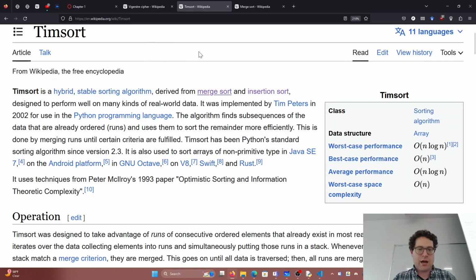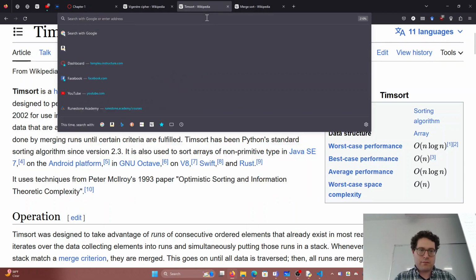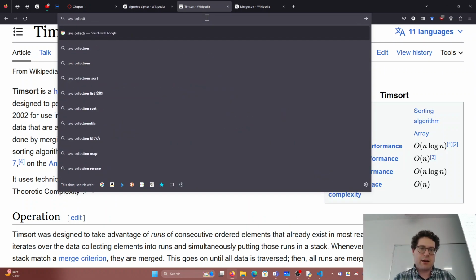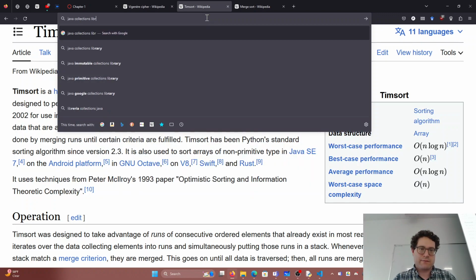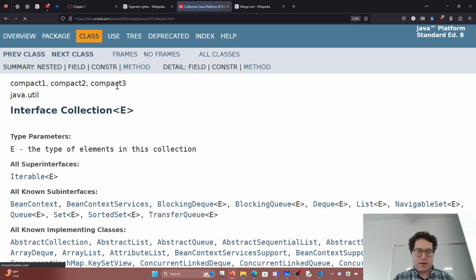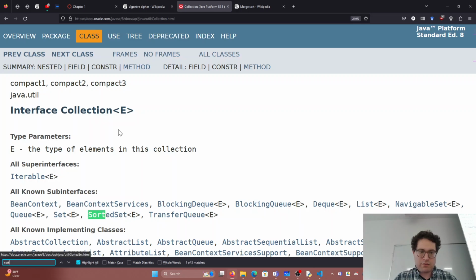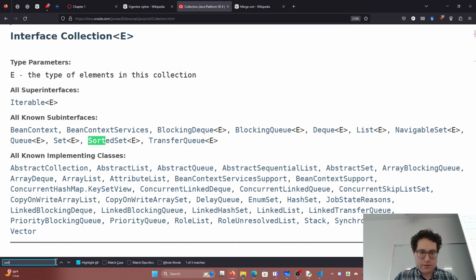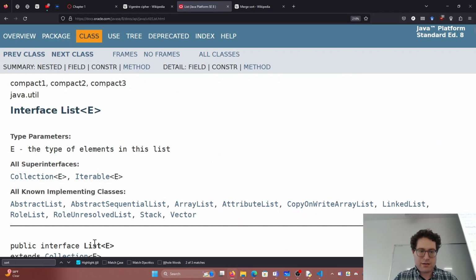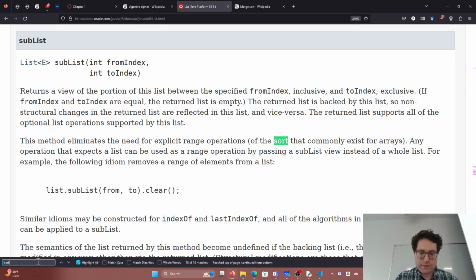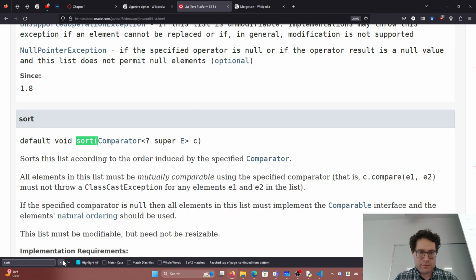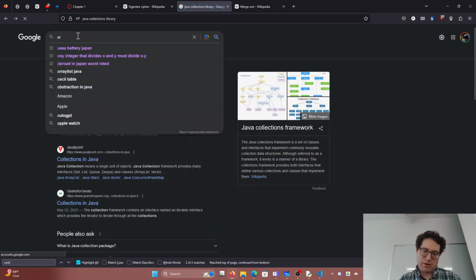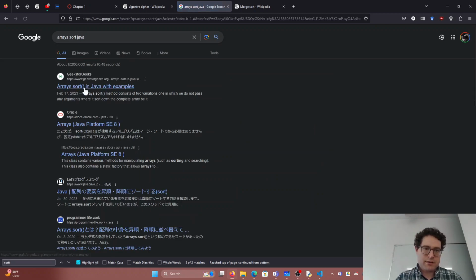But if we look at the Java collections library, and I'll post these later this week, which is, let's see, come on, where's sort? No, is it list that we need to do? Yeah, here we go. So, where is, I think actually it'll be Arrays.sort in Java. Here we go.